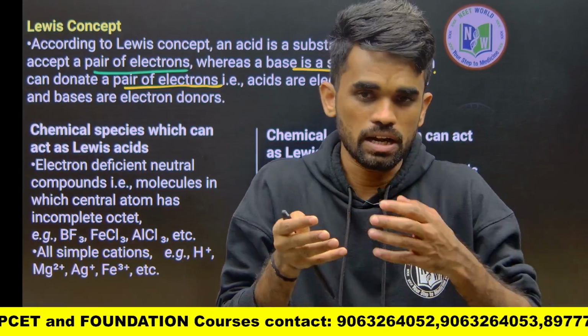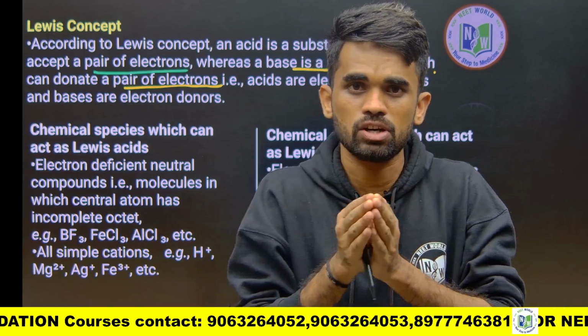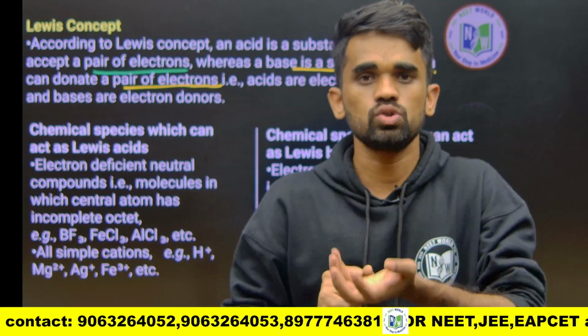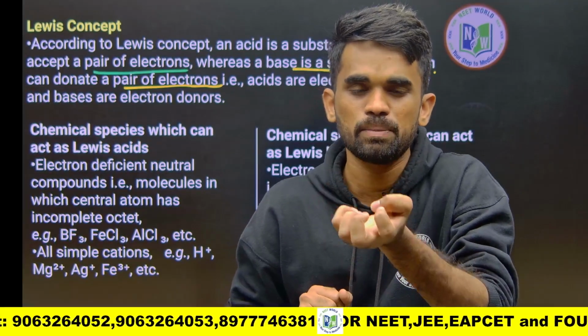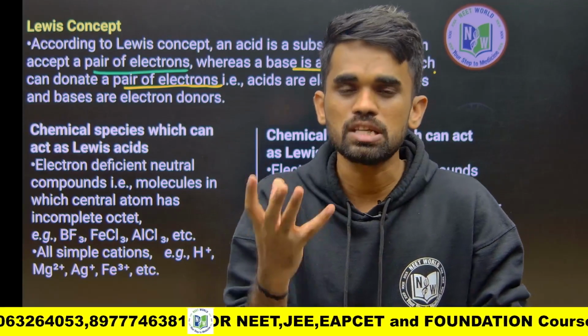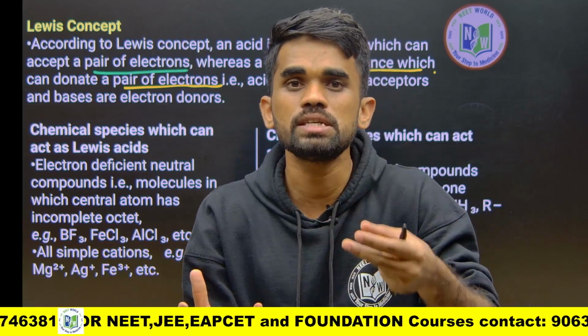Okay. So in order to fulfill the electronic configuration, or in order to make up their electronic deficiency, they will accept a pair of electrons. So those substances which are accepting a pair of electrons can be considered as Lewis acids, and those substances which are releasing or donating a pair of electrons are called Lewis bases.